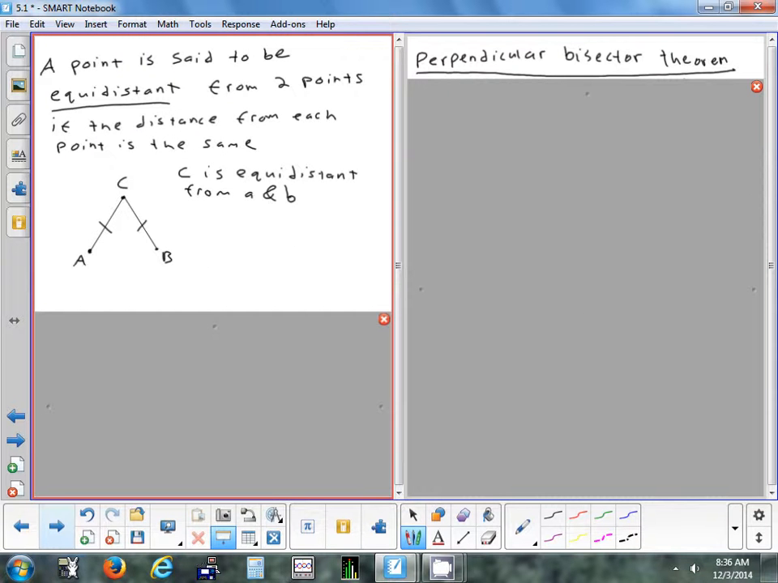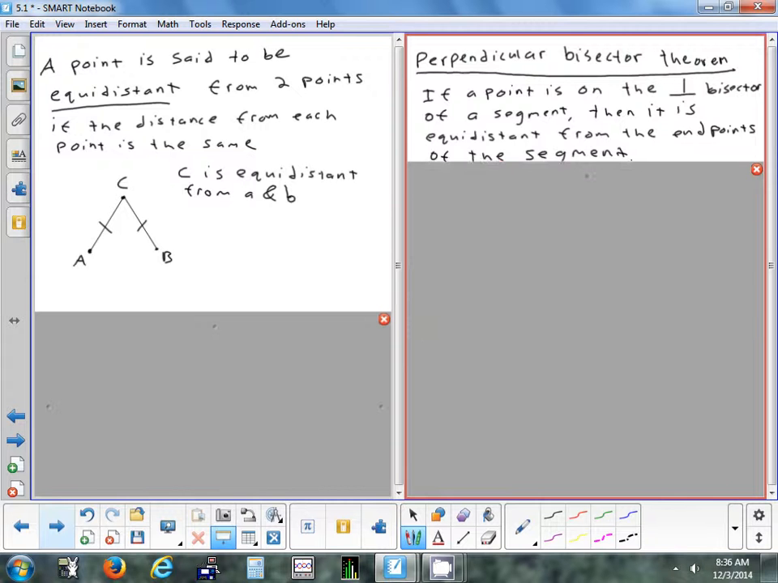So let's look at a theorem having to do with perpendicular bisectors, and it's going to tie in this idea on the other page. It's the perpendicular bisector theorem. It says that if you have a point on the perpendicular bisector of a segment, then that point is equidistant from the endpoints of your segment. So if you have a segment, and you draw in a perpendicular bisector, any point that you put on the perpendicular bisector is equidistant from the ends of your segment.